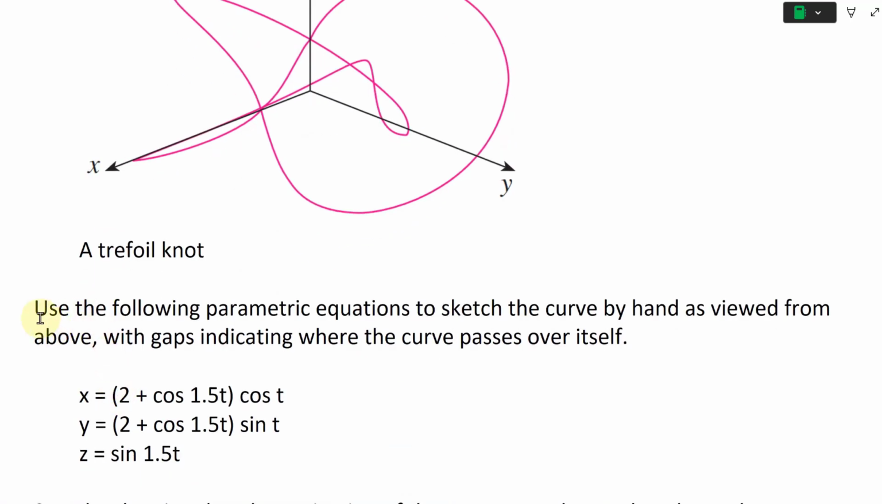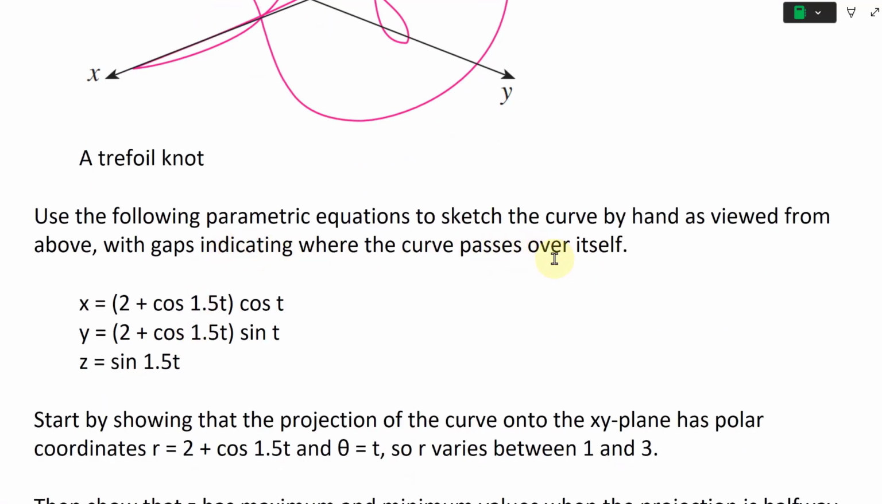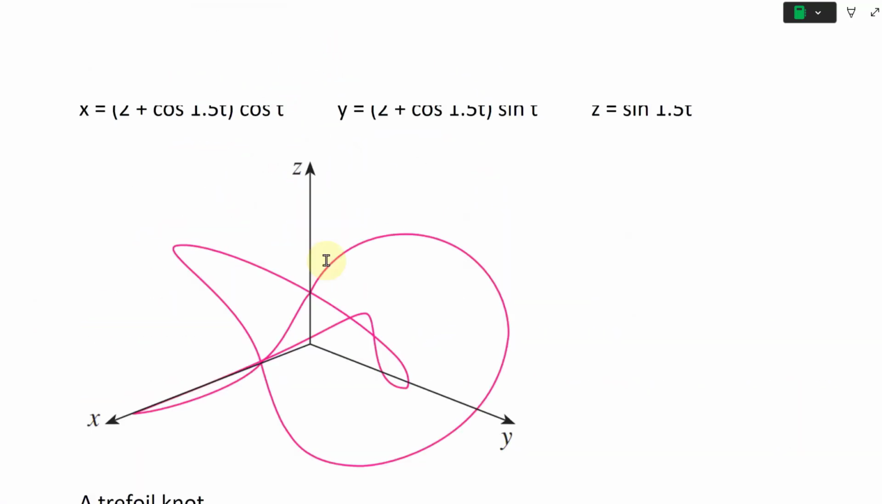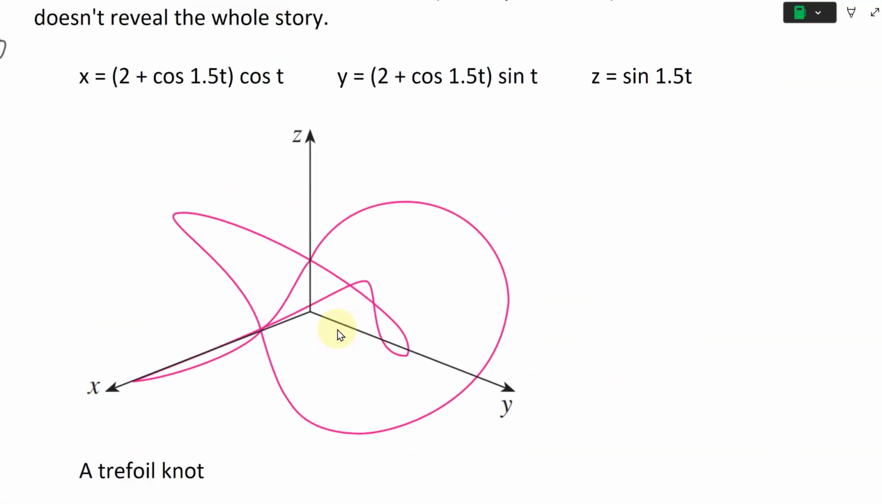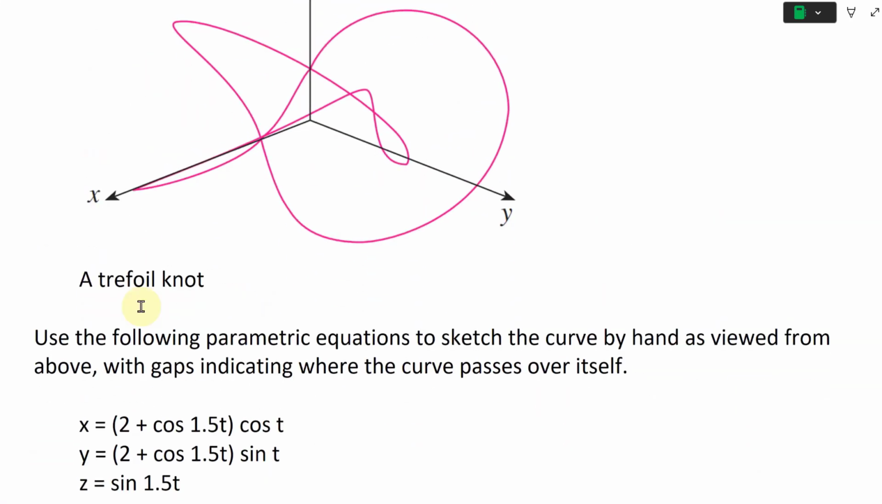So we're asked to use the following parametric equations to sketch the curve by hand as viewed from above, with gaps indicating where the curve passes over itself. And here, that's another part from this angle right here. We don't know which one goes above, which one's below. Is this behind it? Is this in front of it? And so on. So here are the parametric equations.